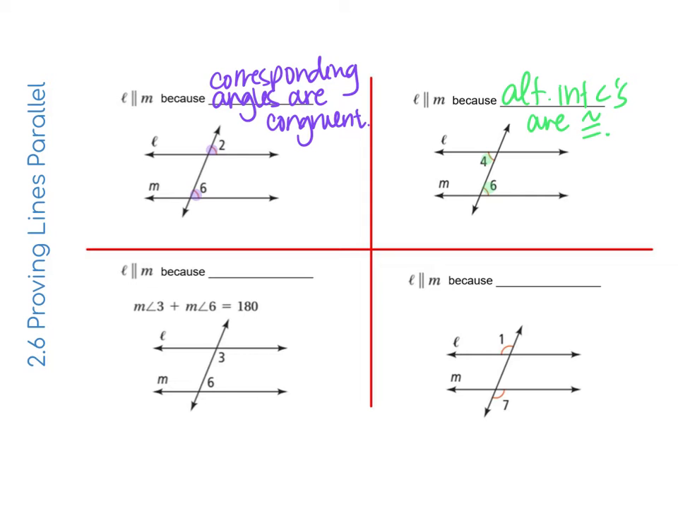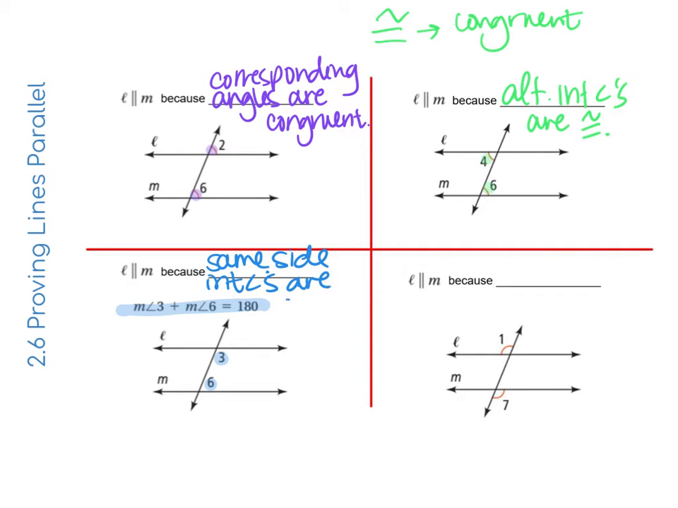Remember that sign means congruent, this. Okay, if I look at this one, 3 and 6, it's telling me that those two together add up to 180, well, those are same side interior angles. So if those are supplementary, that means that those lines have to be parallel. So L is parallel to M because same side interior angles are supplementary.